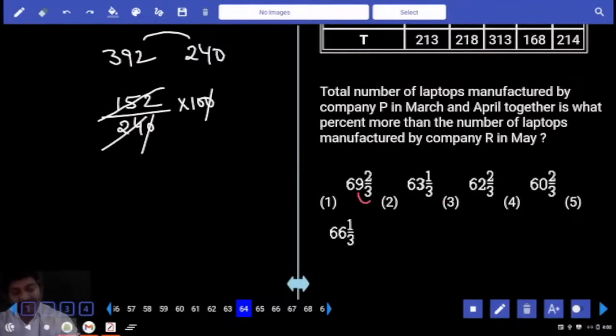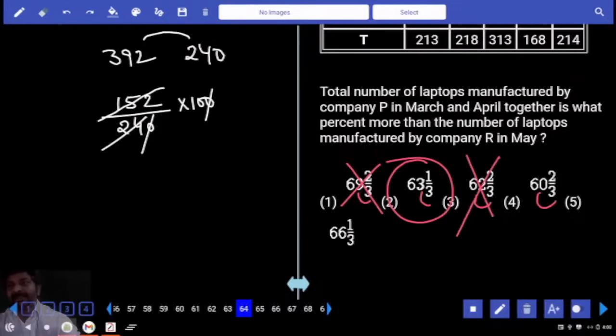Verify that. 9 3s plus 2, eliminate. 3 3s plus 1, maybe your answer. 2 3s plus 2, eliminate. 0 into 3 plus 2, eliminate. 6 into 3 plus 1, eliminate. Second, final. That's what I did. Okay.